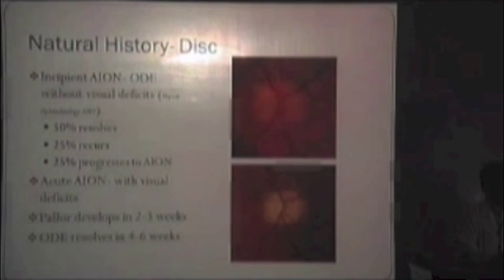What is the natural progression of this disease once it involves the eye? Sohan Here again believes that there is a condition called incipient ischemic optic neuropathy. And I saw a patient with this particular condition recently in my clinic, where they present with isolated disc edema without any visual field defects.